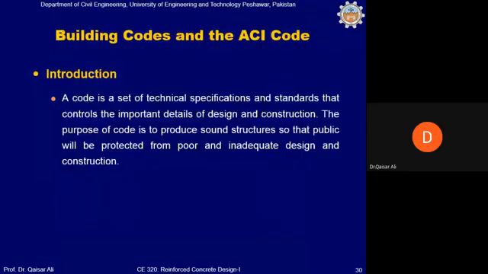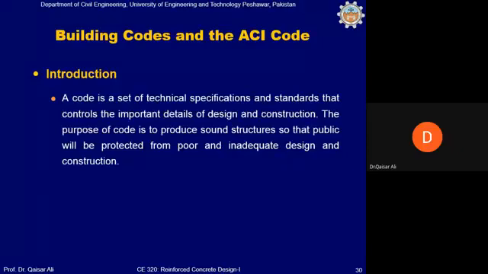Okay, the next part is about the codes. A code, as I said earlier, is a set of technical specifications. Again, technical properties. A code is a set of technical specifications or properties and standards that controls the important details of design and construction.